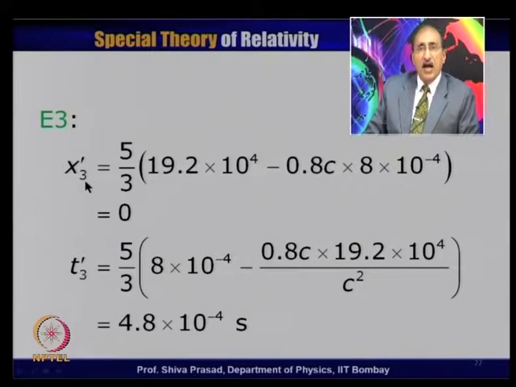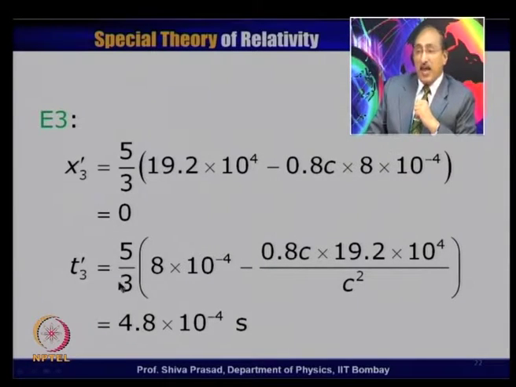x3 prime is gamma (x minus vt). Gamma we had already calculated, 5 by 3. For x3, that is the coordinate of the event in the hospital frame of reference, it occurred at 19.2 into 10 power 4 meters. V is 0.8 c. Time was 8 into 10 power minus 4 second. So, it is gamma (x minus Vt). It so happens, if you calculate this number, you will get it equal to 0.